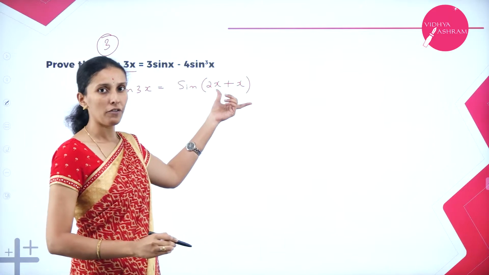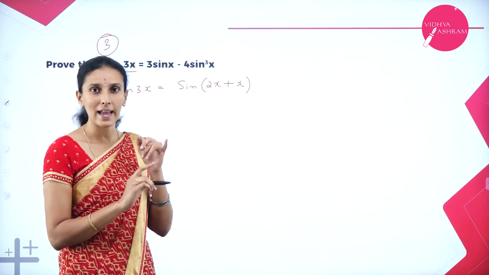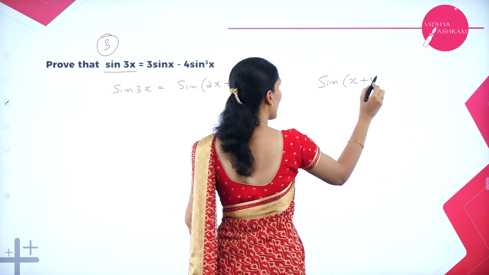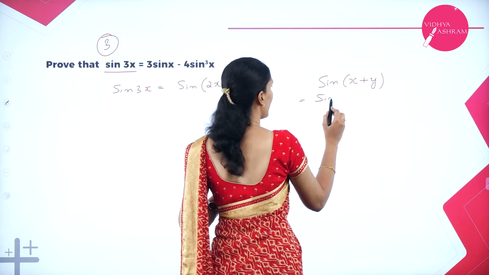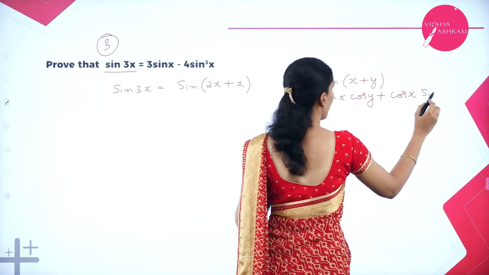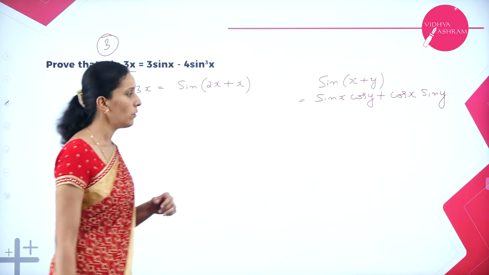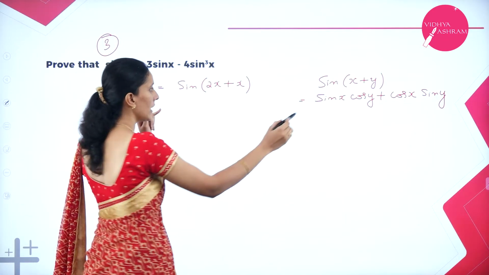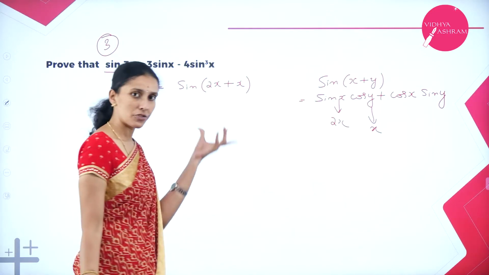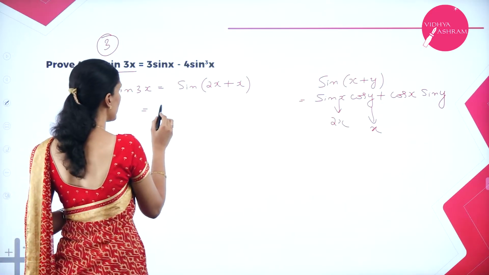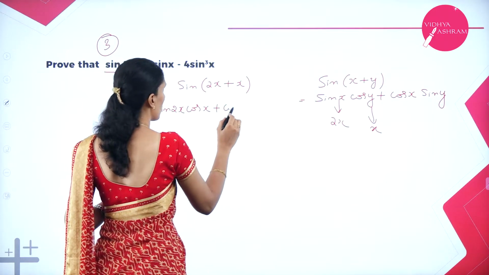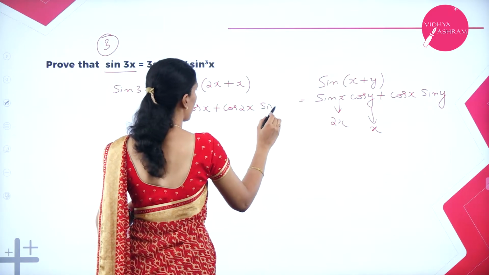Again, what is the formula for this? This looks like sine x plus y. Remember, what is the formula for sine x plus y? Sine x plus y is sine x cos y plus cos x sin y. Now, I'll apply the same concept here. In the place of x, you have 2x. In the place of y, you have x. Just replace it. What happens here? It is sine 2x cos x plus cos 2x sin x.